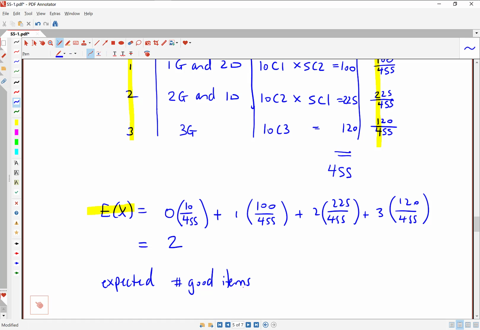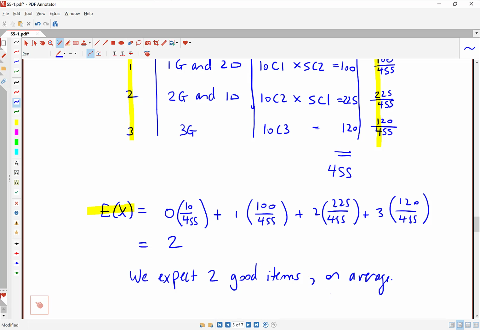So the expected number of good items is 2. We expect 2 good items on average. So it gives us a sense of what the average outcome of the experiment is going to be.